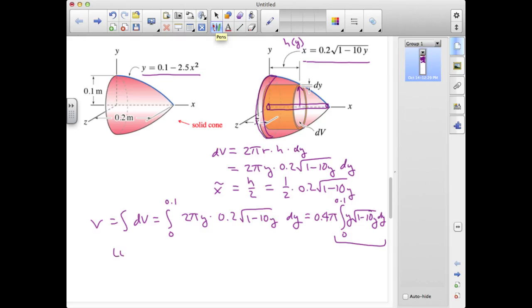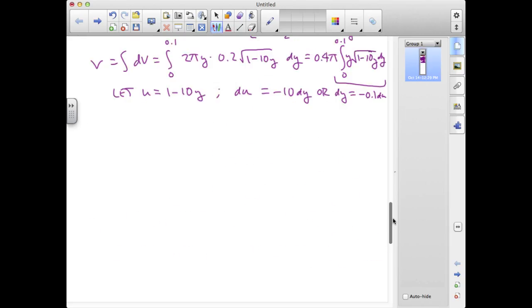I'm going to let u be equal to 1 minus 10y. And then I can see that an increment du would be equal to minus 10 dy, or dy is equal to minus 0.1 du. Now notice that at y equals 0, u is equal to 1, and at y equals 0.1, u is equal to 0. So first I could write this as the volume is equal to 0.4 pi times the integral from 1 to 0. I can then invert this expression and write y as a function of u.